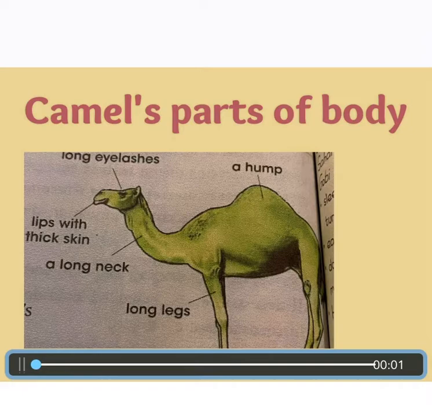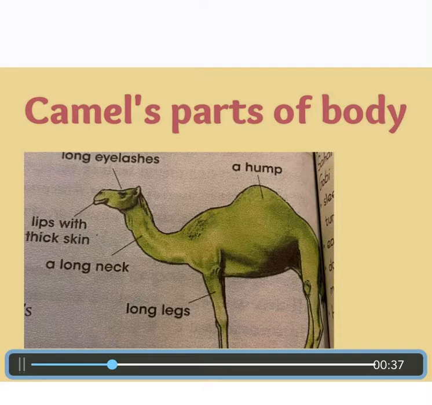Now let us see the picture and parts of body of a camel. So what are the parts of body that you know of a camel? The camel has long eyelashes. His eyelashes are very long. The camel also has lips with thick skin. The camel has a long neck. It's not too much, but it's a long neck.